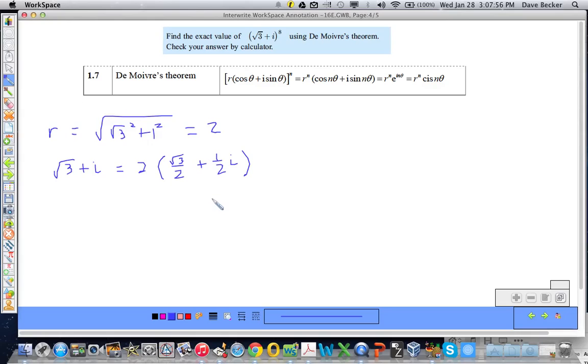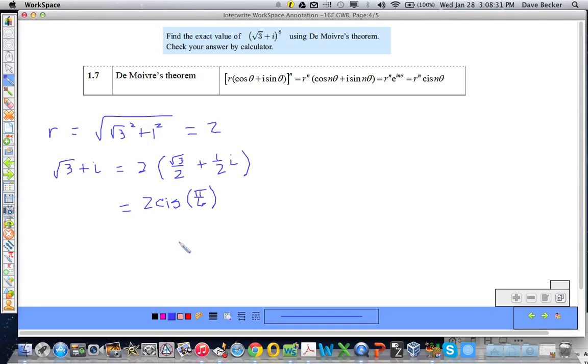And I have 3 young men in here who know that if cosine is equal to root 3 over 2, and sine is equal to 1/2, then theta is equal to? Thank you for your enthusiasm, gentlemen. It's equal to pi over 6. That's right. The best of the best in the room. So that would be equal to 2 cis pi over 6.